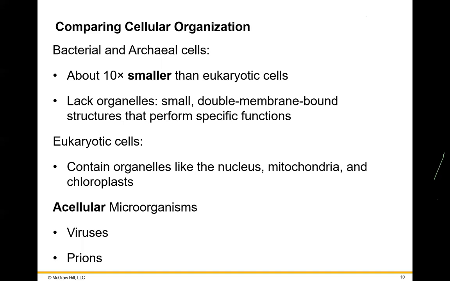Bacteria and archaea are prokaryotes. They are smaller. Our eukaryotes, they are bigger. And we have our acellular microorganisms. We're going to talk about what viruses and prions really are in chapter 7. So I don't want to get into too much detail now, because I'm sure you're a little interested in that. It's interesting stuff, learning about what these are, but they are really just protein and DNA when you get down to it.